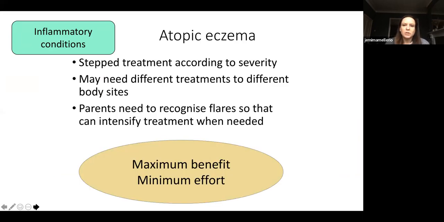In terms of treatment of eczema, you really need to choose your treatment depending on the severity of the eczema and how it's responding. You might need to use different things for different areas of the body depending on which sites are affected. It's really important to make sure the parents of children with eczema recognize when it's flaring so that they can step up the treatment when it's needed, and when things improve, they can step down. I think it's really important to come up with a regimen that gets the most benefit you can, with a minimum amount of effort.